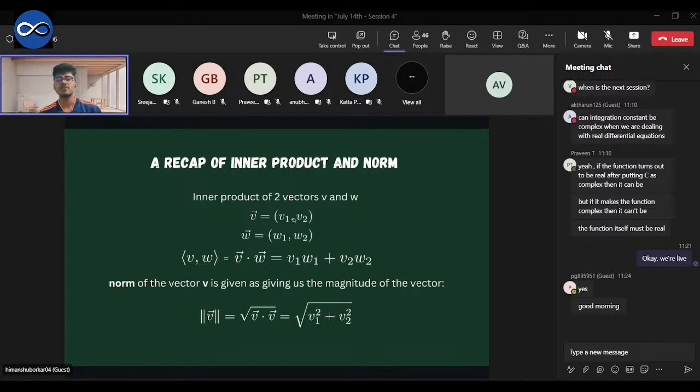So inner product, as I mentioned last time, is nothing but the dot product of two vectors. We denote it with this because this is a general way of denoting it. This is the dot product as we know, for when v1, v2, w1, w2 are real numbers. If they were complex, then I would represent it like this. It's just a representation. And then we have the norm of the vector, which is nothing but the magnitude of the vector. These are the basic stuff that we need to keep in mind.